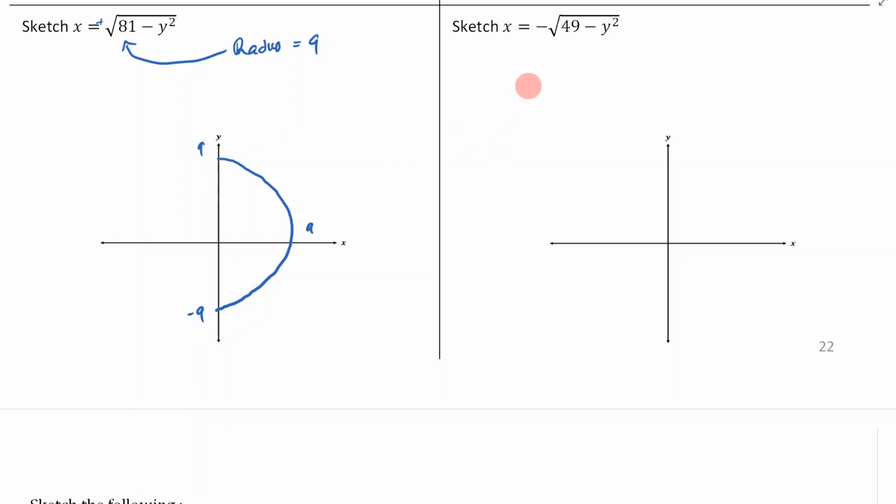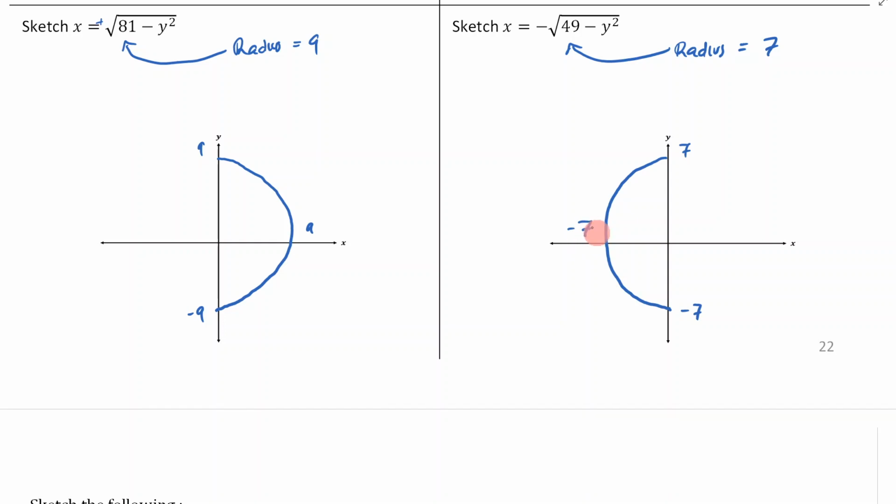Perfect. And then over here, again, I have x is equal to, so I know I'm dealing with left or right. And this time I've got a negative here, so it's going to be the left-hand side. I look here, this is telling me what my radius is going to be. My radius is going to be 7. So I'm going to come here and I'm going to draw this. This is going to be -7, +7, and that will also be -7.